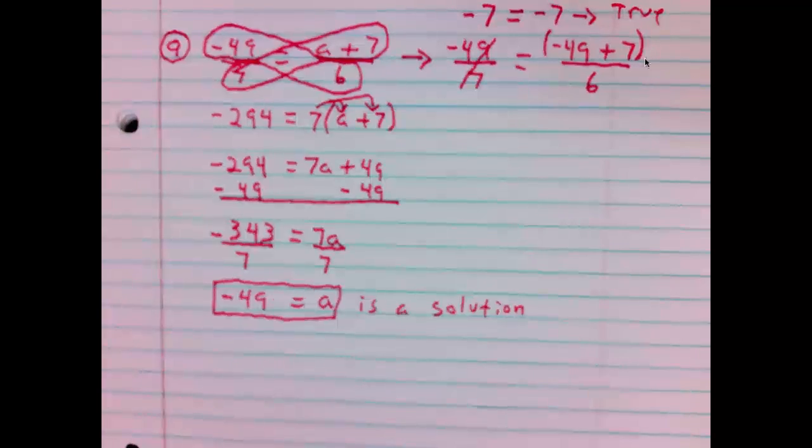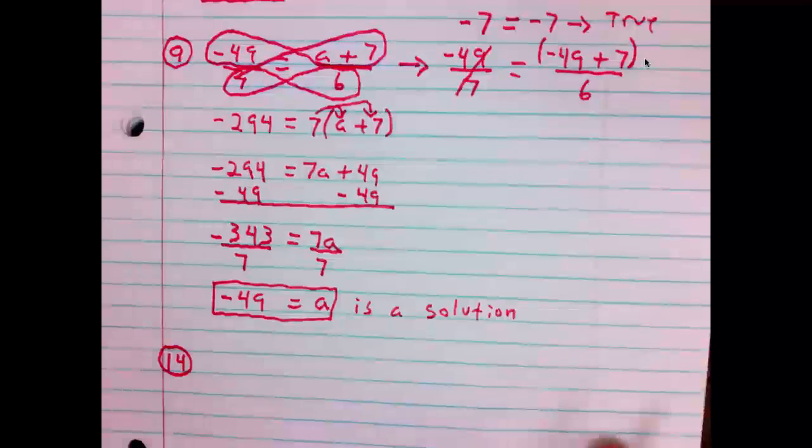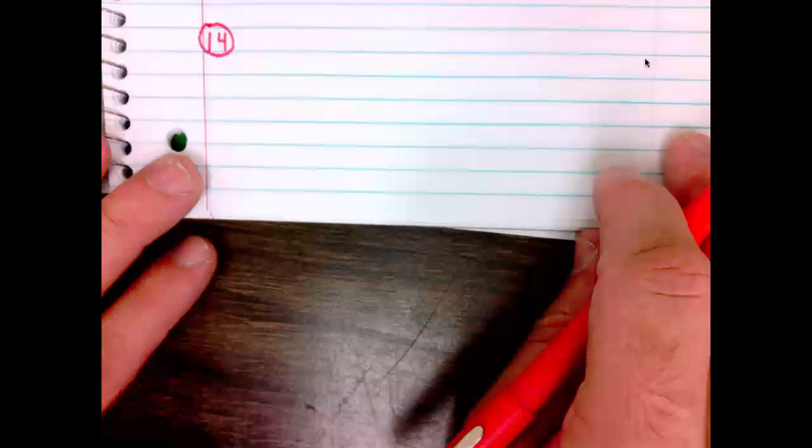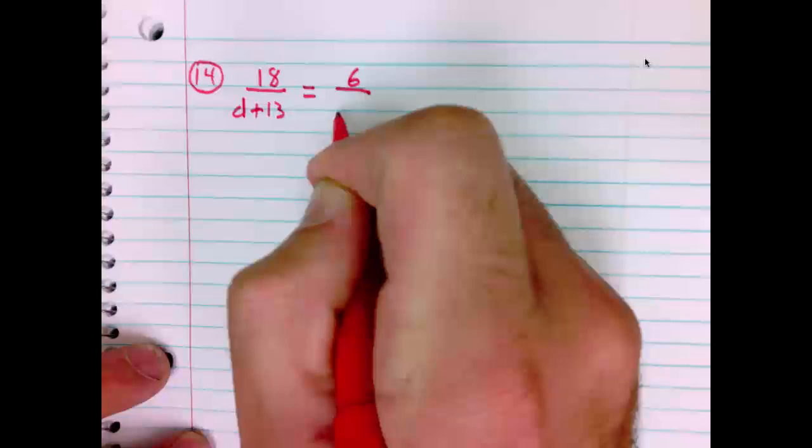All right, one last problem, number 14. 18 over d plus 13 equals 6 over d minus 13.